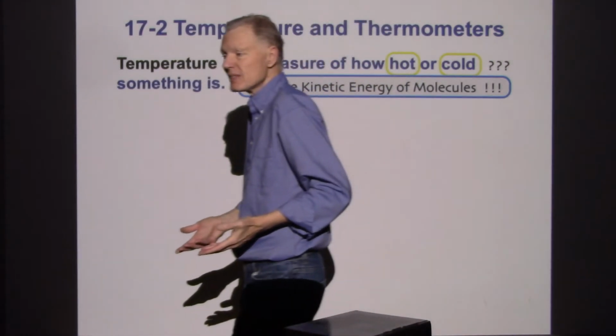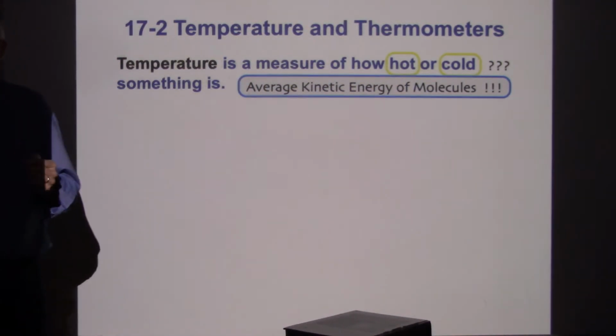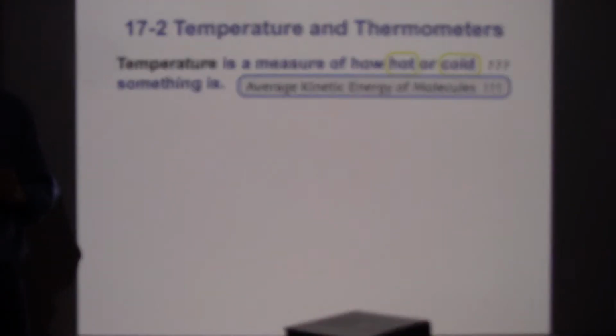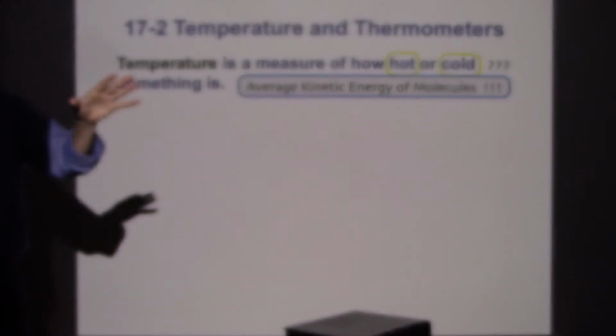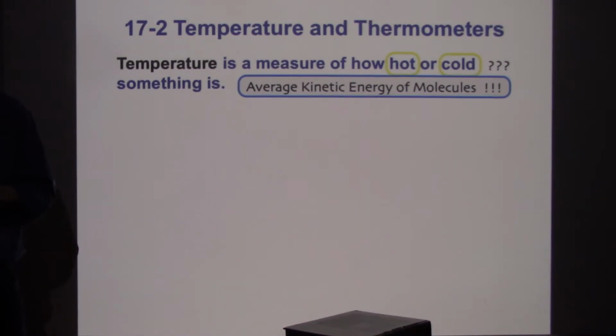And our neural system is set up so that if we don't have enough molecular motion, we feel cold. And if we do have too much molecular motion, it feels hot. And so those become signals to us that we need to move to a location where the ambient molecular motion is higher or lower.